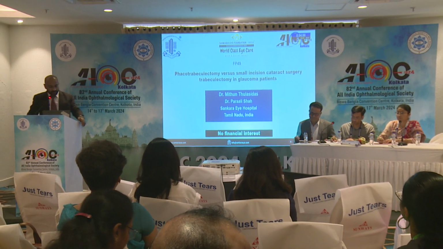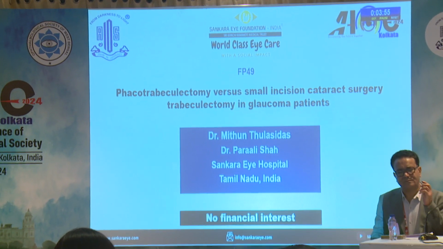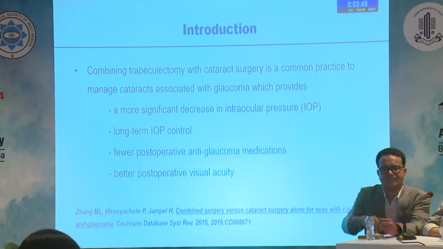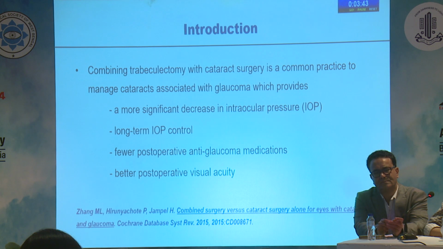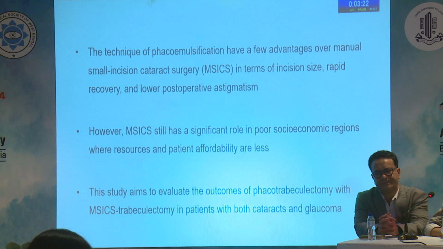Yeah, thank you, sir. So, respected chair and delegates, wish you all a very good morning. I'll be talking about phacotrabeculectomy versus small incision cataract surgery trabeculectomy in glaucoma patients. As we all know, combining trab with cataract surgery is a common practice to manage coexistent glaucoma with cataracts, as it results in long-term myopic control and better post-operative visual acuity. However, the technique of phacoemulsification has a few advantages over the traditional manual small incision cataract surgery in terms of incision size, rapid recovery, and lower postoperative astigmatism. Nevertheless, SICS still has a significant role in poor socioeconomic regions where resources and patient affordability are less.